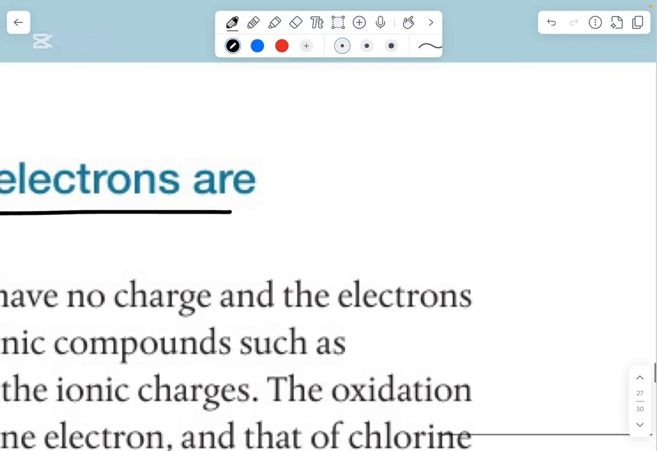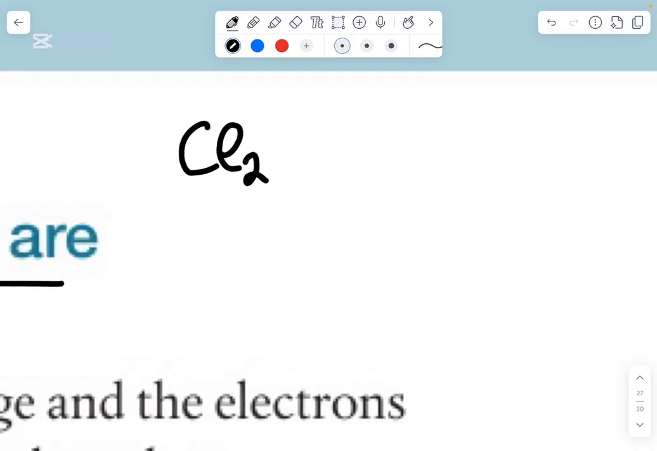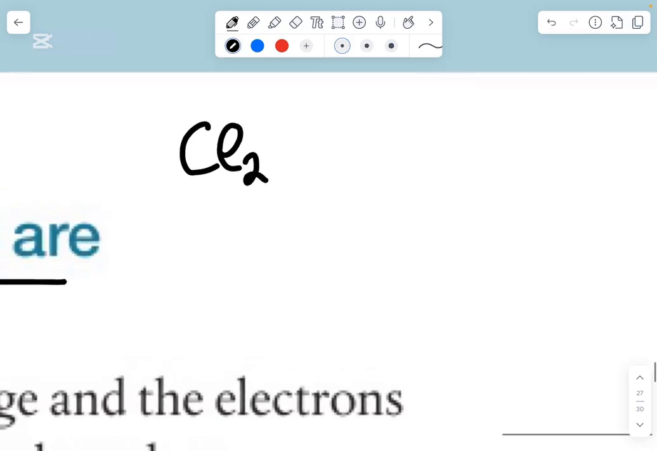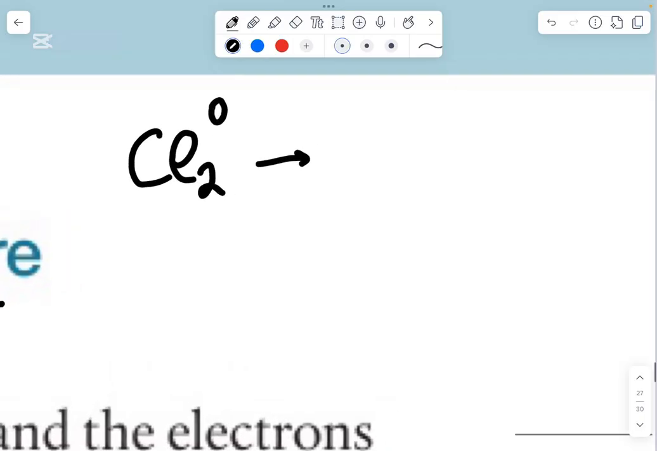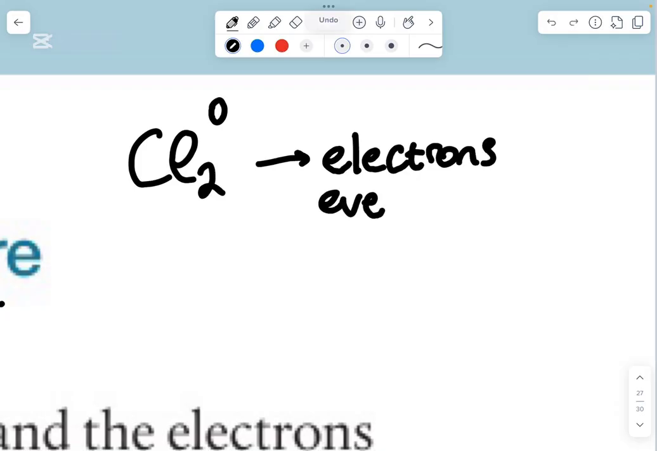Let's talk about chlorine, the diatomic molecule. So chlorine is going to have an oxidation state of 0 because electrons are evenly distributed between the 2 chlorine atoms.